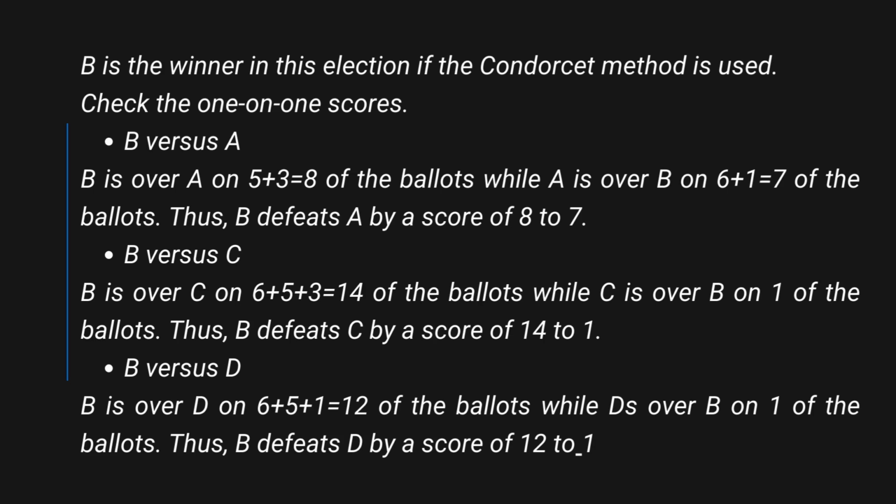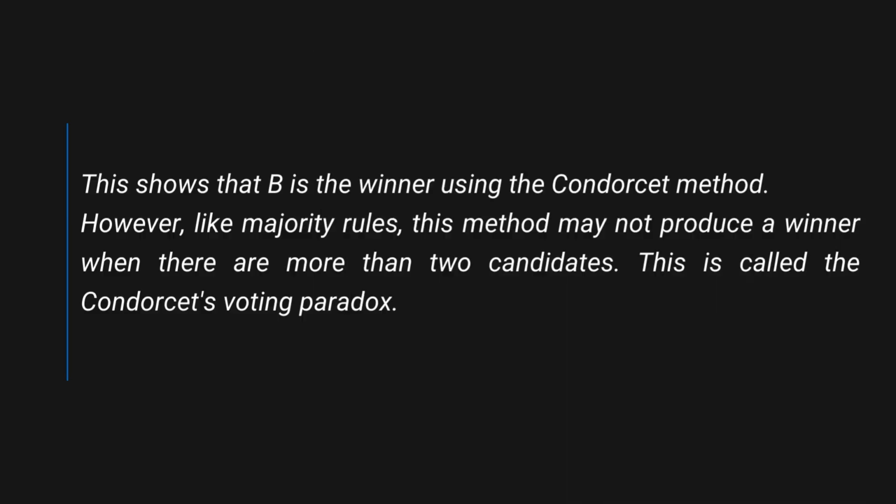Next, we have B versus C. B is over C on 6 plus 5 plus 3 equals 14 of the ballots, while C is over B on 1 of the ballots. Thus, B defeats C by a score of 14 to 1. B versus D. B is over D on 6 plus 5 plus 1 equals 12 of the ballots, while D is over B on 1 of the ballots. Thus, B defeats D by a score of 12 to 1. This shows that B is the winner using the Condorcet method.